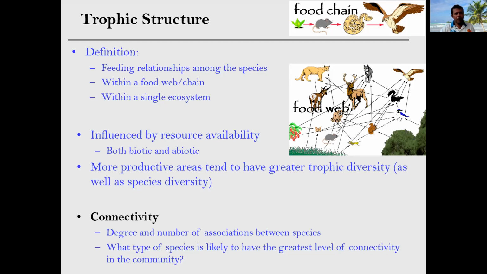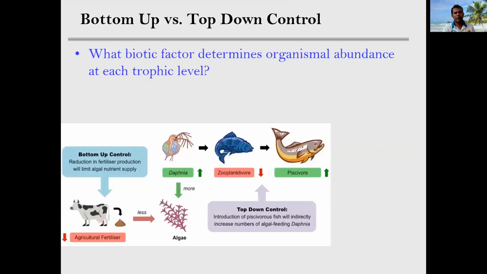Another thing is connectivity, how connected they are in an ecosystem. In an ecosystem there are many different communities. How are they interconnected? To what degree? How close are they? That kind of relationship, so we need to think about connectivity. That is how closely they are arranged.